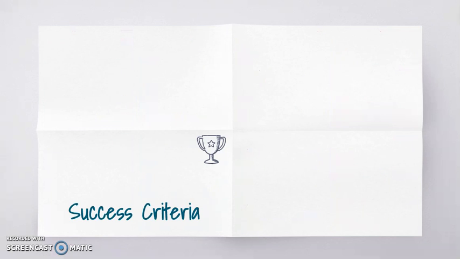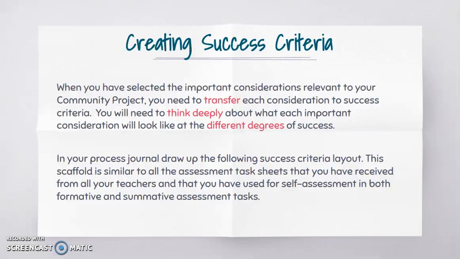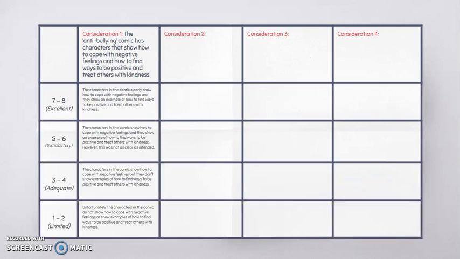We'll now look at creating success criteria. When you have selected the important considerations relevant to your community project, you need to transfer each consideration to success criteria. You will need to think deeply about what each important consideration will look like at the different degrees of success. In your process journals, draw up the following success criteria layout. This scaffold is similar to all the assessment task sheets you've received from all your teachers and that you've used for self-assessment in both formative and summative assessment tasks.